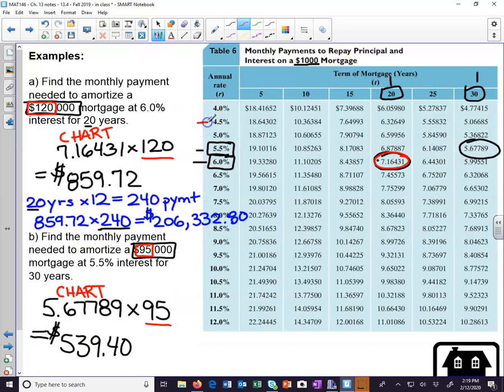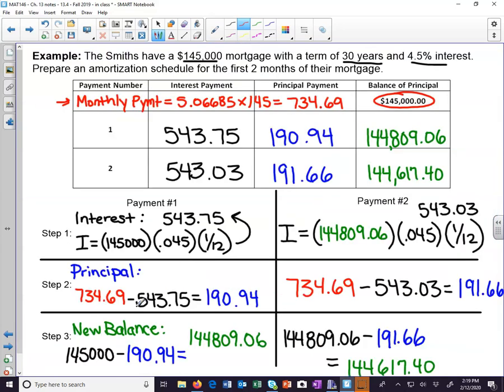So we're going to look up 30 years and 4.5% if you're using the chart. So 4.5%, 30 years, we get 5.06685. So that's where I got this, and then multiplied times 145, because that's how much we're borrowing, and we get $734.69.